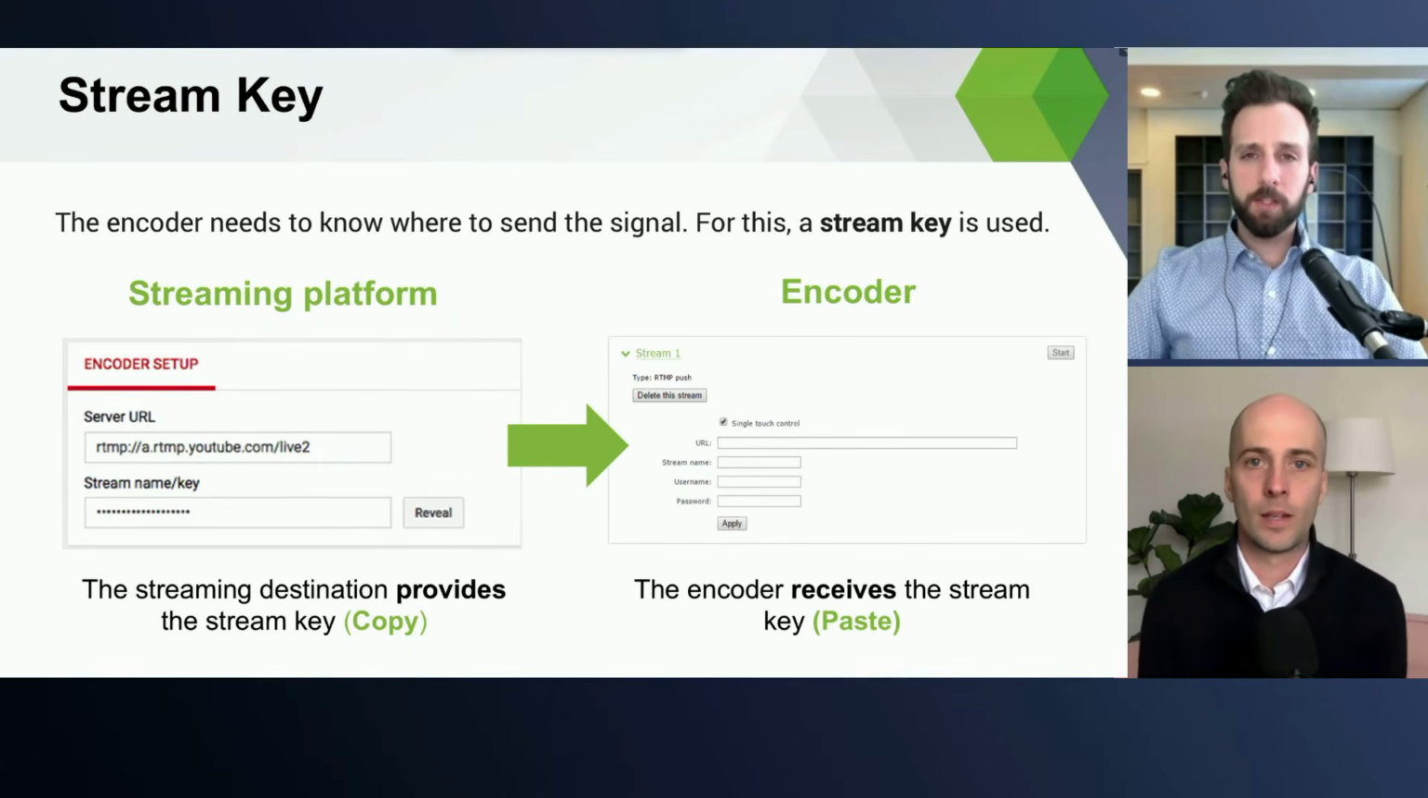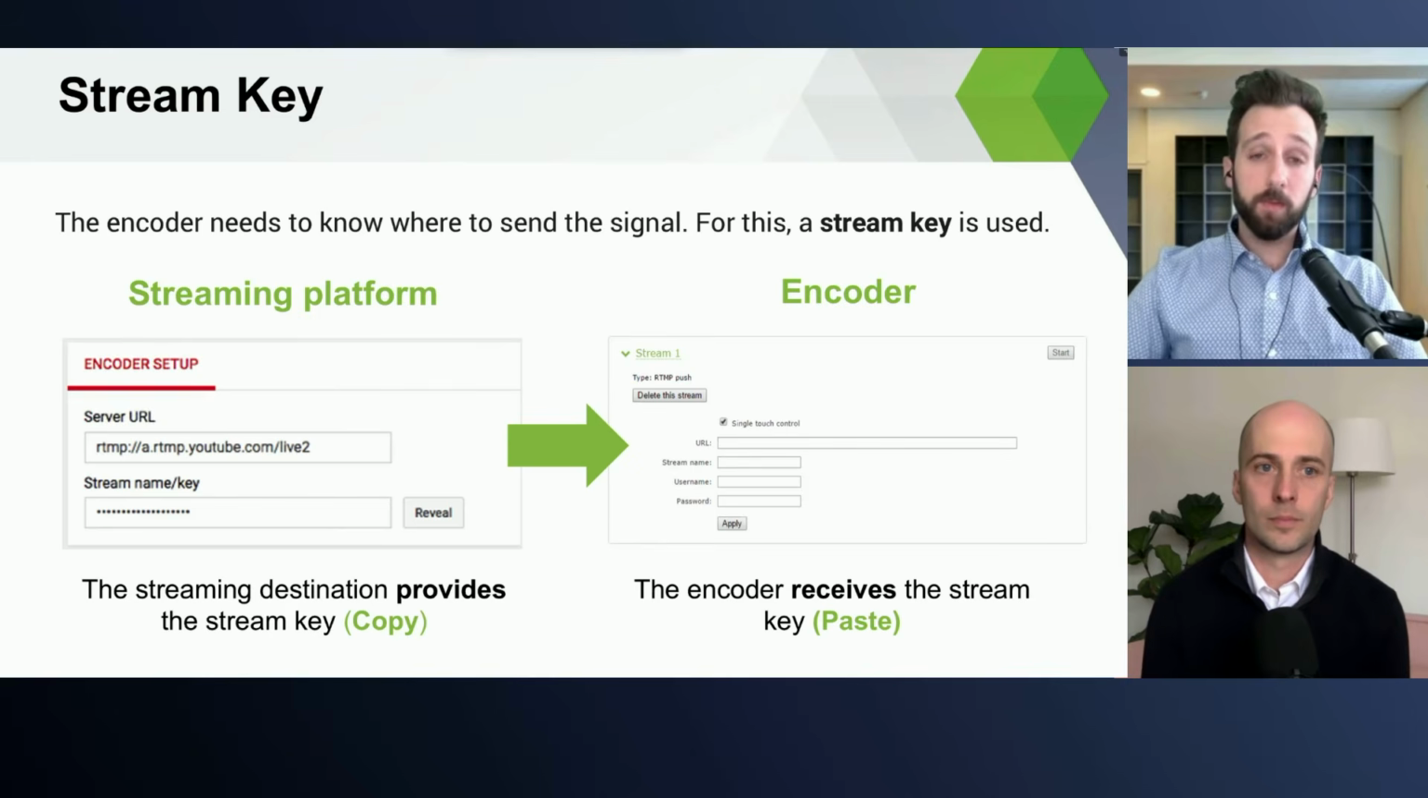Sure. So there's two major things that you need if you want to be able to stream anywhere. You'll need the server URL, and you'll need a stream key. The best way I like to break that down is the server URL tells you which neighborhood you're going to. So in this case, if I'm going to be streaming to YouTube, or Twitch, or Facebook, I need to go to that specific server destination. So I need to go to that neighborhood.